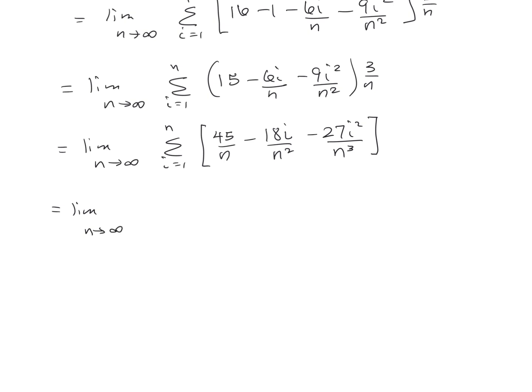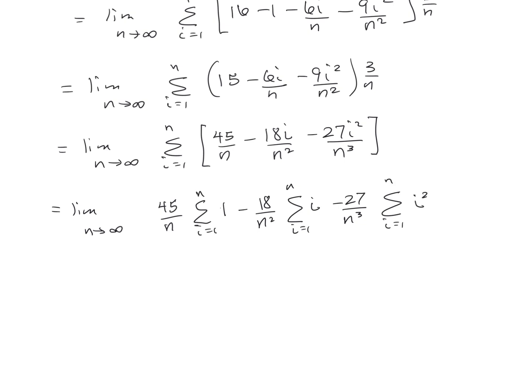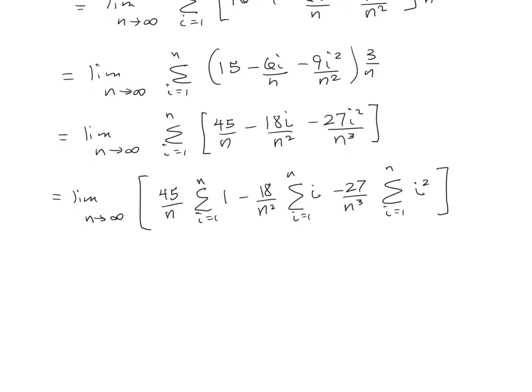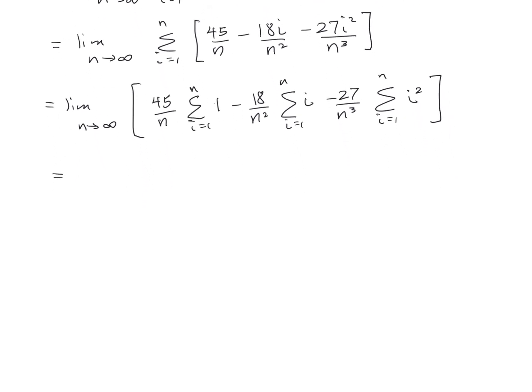And we're going to have 45 over n times the sum from i equals 1 to n of just 1, minus 18 over n squared, the sum again from i equals 1 to n, but now of the index i, minus 27 over n cubed, the sum from i equals 1 to n of the index i squared. And again, we're taking the limit of this whole expression as n goes to infinity. So next up, what we can do is substitute in the closed form formulas for these sums.